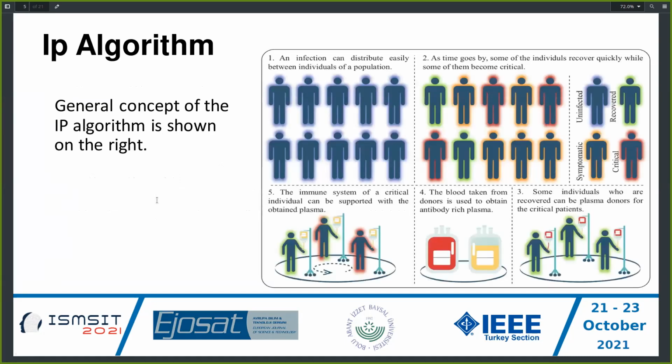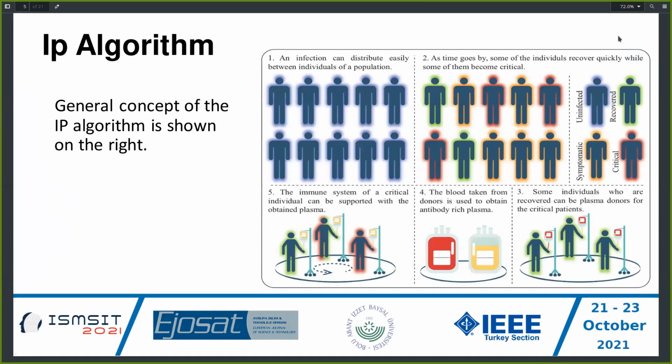So let's now take a look at the general concept of the IPA algorithm. In this picture, we can see the general concept depicted. First, we have some infection. The infection is distributed between the individuals.